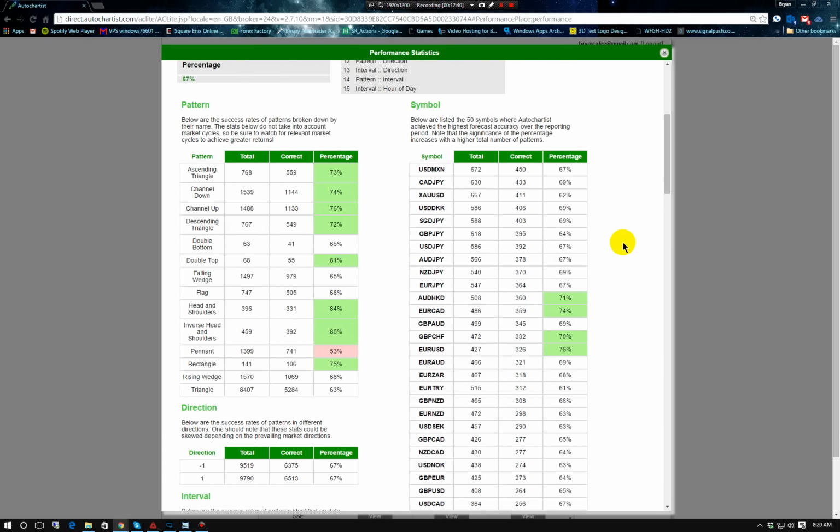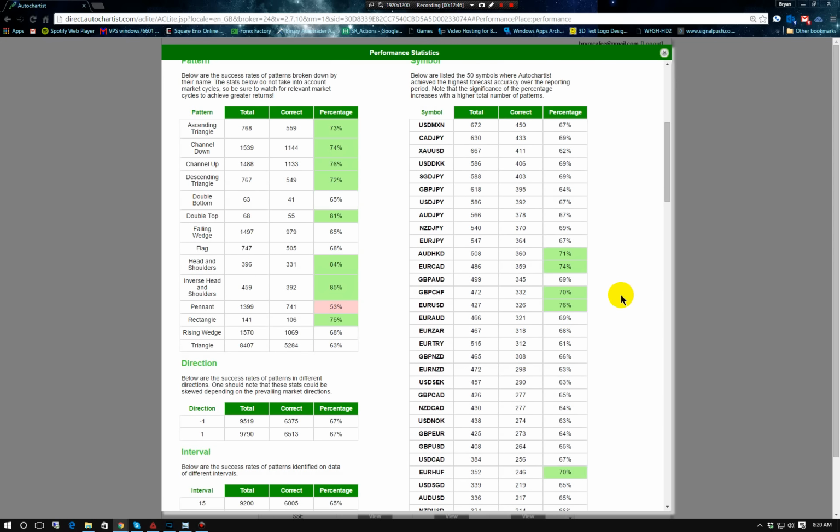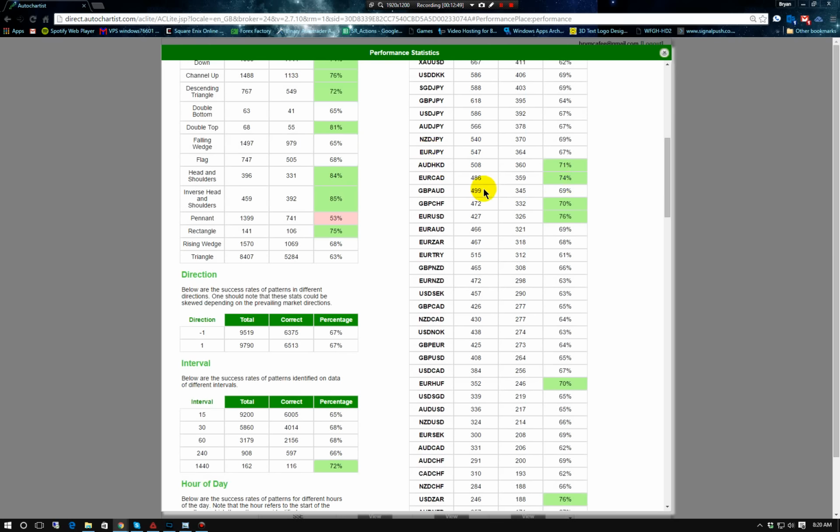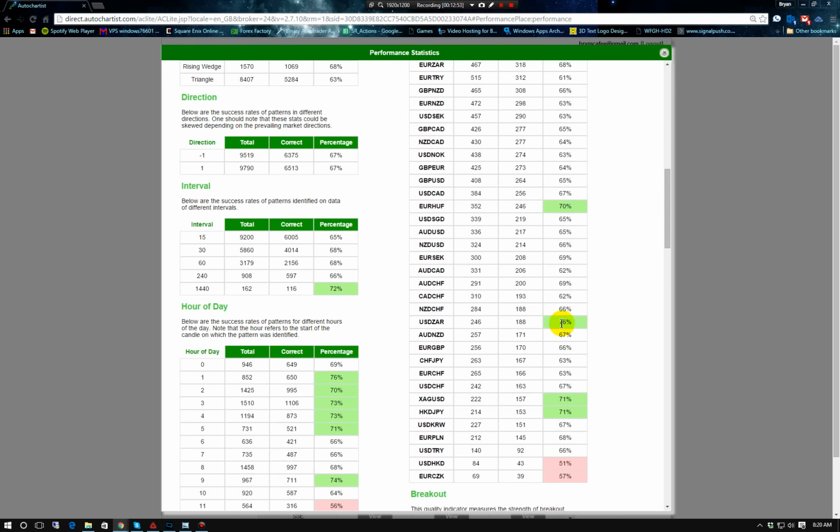accuracy on. But again, you can see they deal with some funky pairs like USD Mexico. I would never even touch that, the spread's so high on it. But you can go through and you could set up your charts according to what they did the highest on. Like USD ZAR, I wouldn't even want to see what the spread on that is.